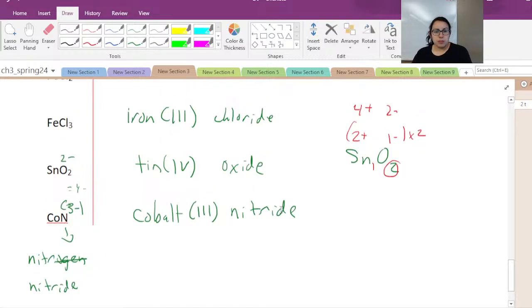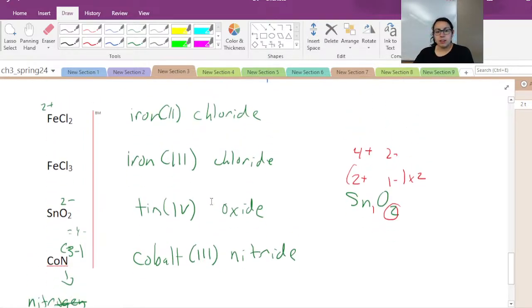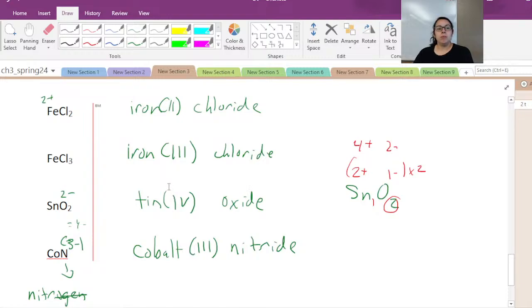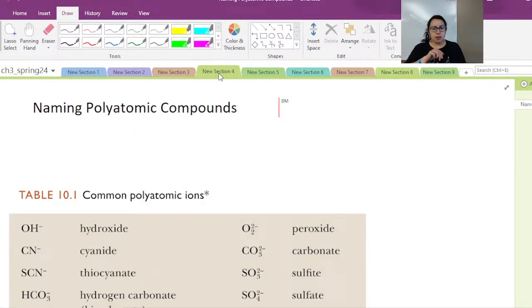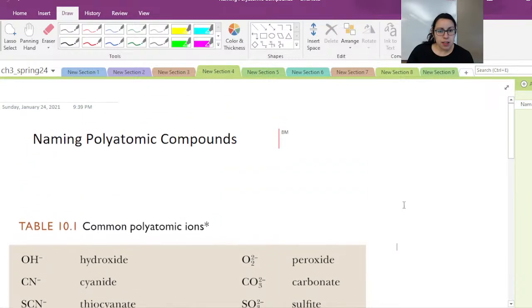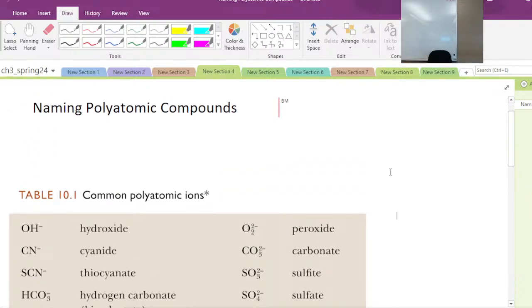Any questions about these ones here? Questions? All right, so we're going to keep practicing, but now we're going to introduce a slightly different level of complication. And so I'll hand out our polyatomic chart.